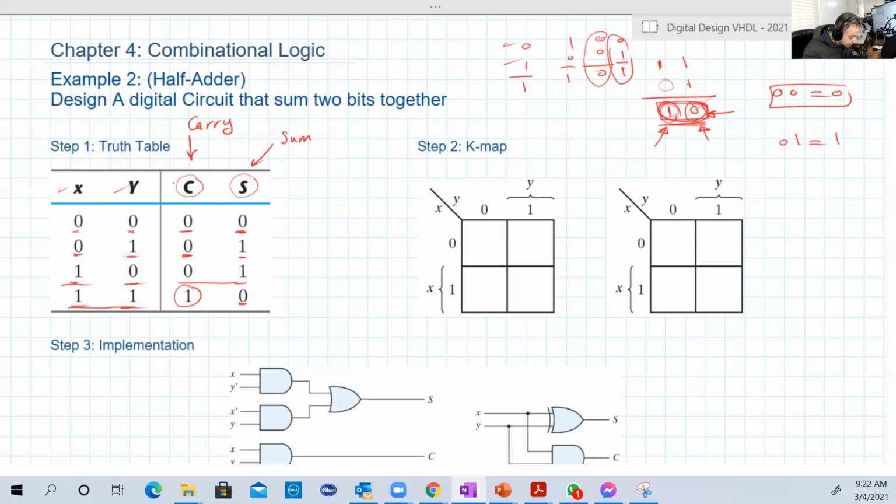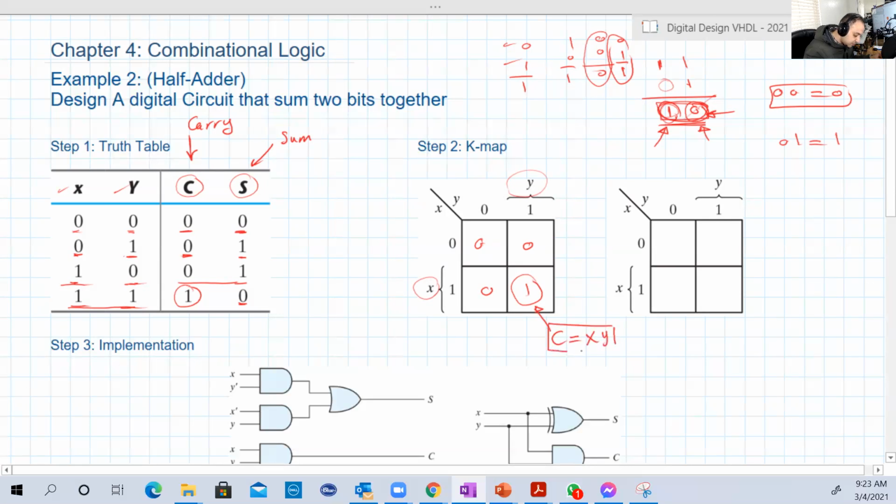Let's start with the carry. It has 0, 0, then 0, 1, and just a 1 here. So you have just one prime implicant, one essential prime implicant. Look, this is x and y, so C is equal to x and y. Very simple. Actually, you don't need a Karnaugh map here because it's really clear: 3 zeros. Whenever an input is 0, the output is 0, and whenever the 2 inputs are 1, the output is 1. It's an AND gate.